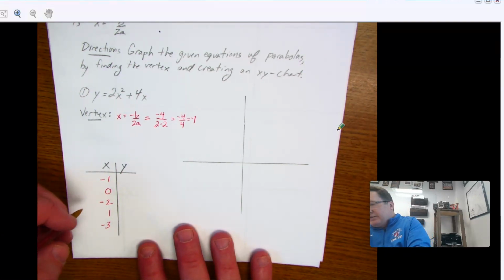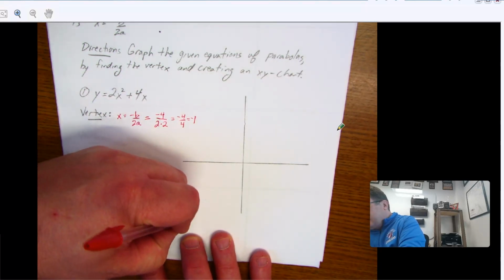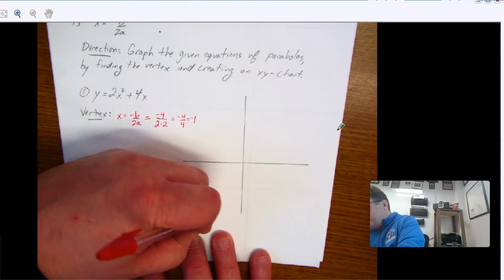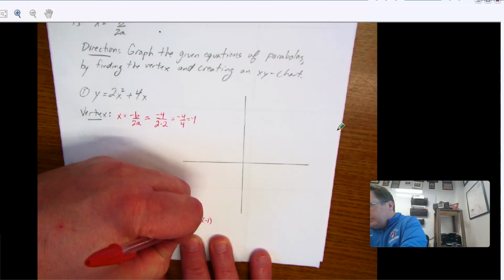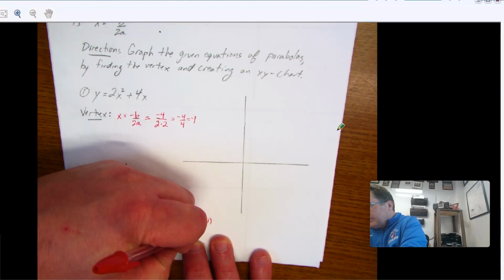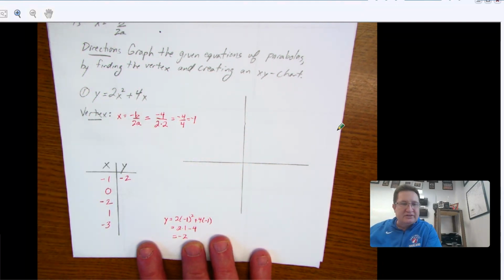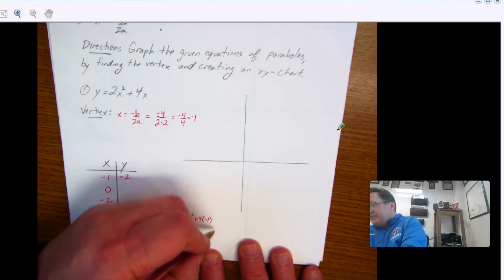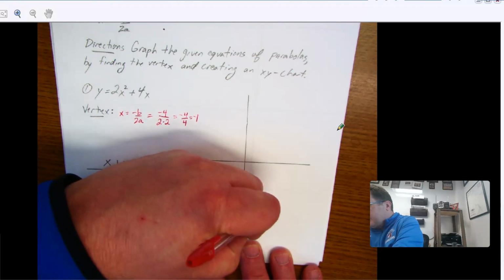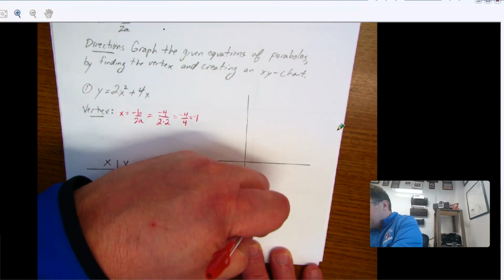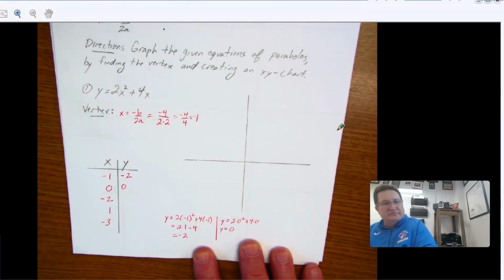So if I plug in a negative 1 for x, this would be 2 times negative 1 squared plus 4 times negative 1. And so that is 2 times 1 minus 4, and so that's negative 2. And so negative 1, negative 2 is our answer there. When we plug in a 0, we would have y equals 2 times 0 squared plus 4 times 0, and so that's 0. And so we'll put a 0 here.